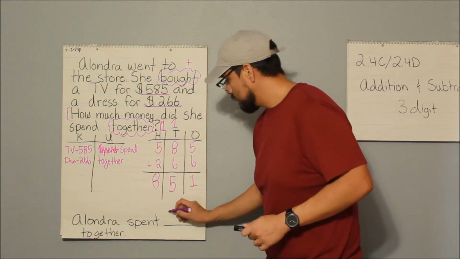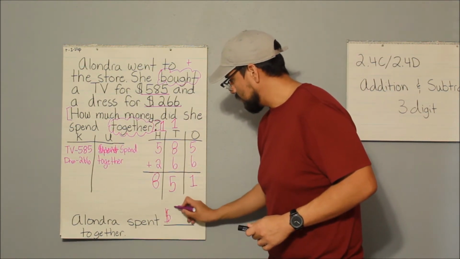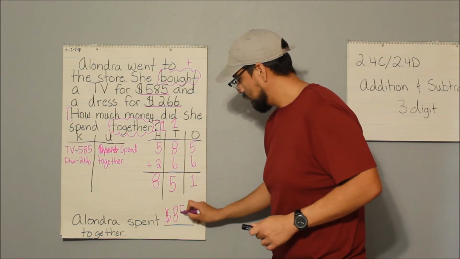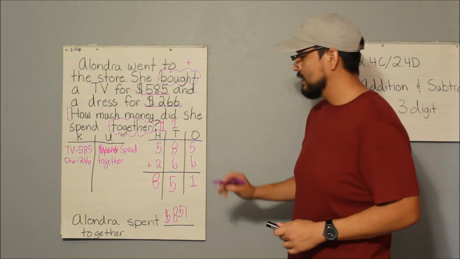Alondra spent, don't forget your dollar symbol, $851 together. Now let's go to the table and practice. Alright, we are back with our problem.